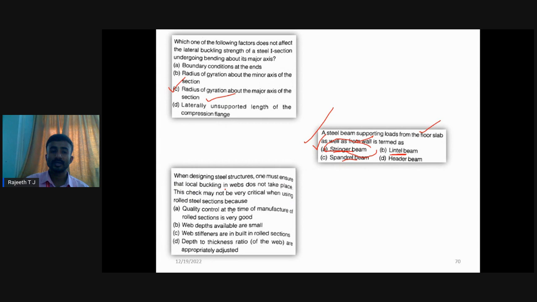Okay. The next question here is: when designing steel structures, one must ensure that local buckling in webs does not take place. The check may not be required, or may not be very critical, when using rolled steel sections, because here the depth to thickness ratio, the d by t ratio, is appropriately adjusted in the case of rolled steel sections. That's why sometimes the checking may not be required.